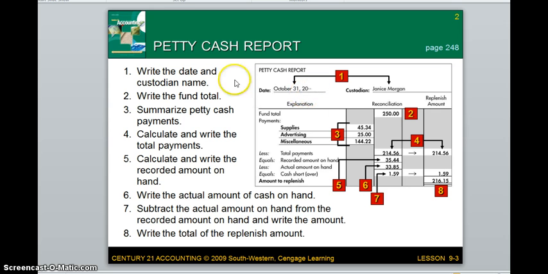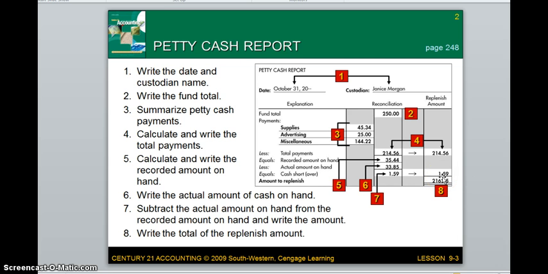If you forget again how to do the petty cash report, in the PowerPoint it goes through step by step the instructions of where these numbers all came from. Again, in this example here that they give us, our recorded amount on hand was $35.44, and the actual amount when they counted was $33.85. So we should have had $35.44, but we actually had $33.85. So we were short this time of $1.59.